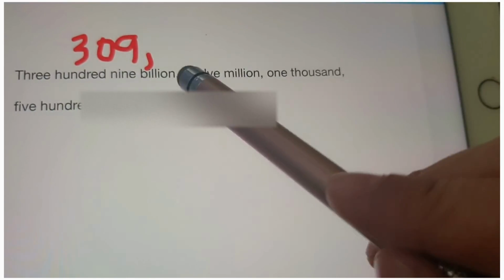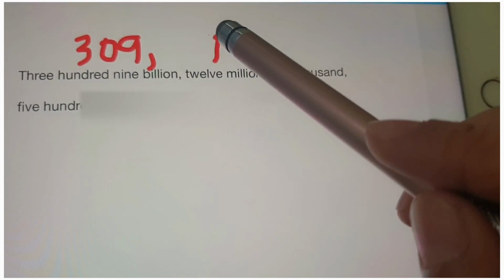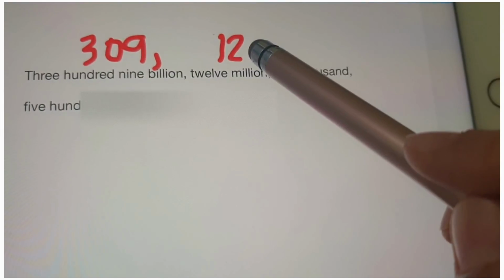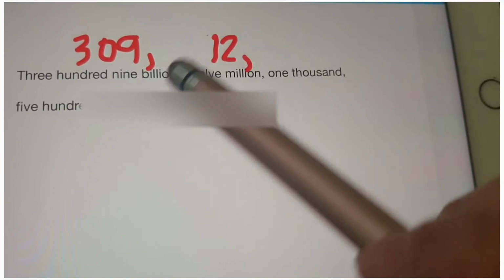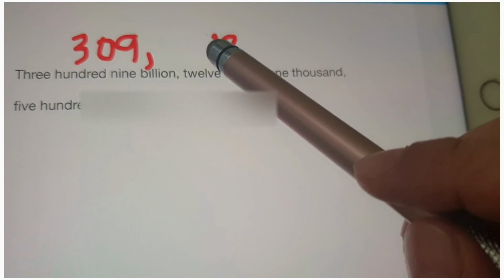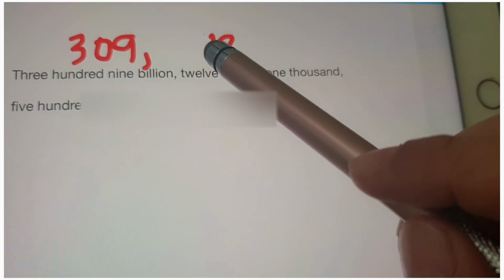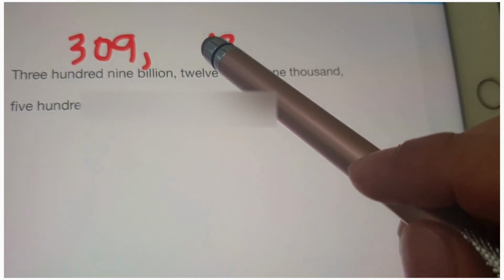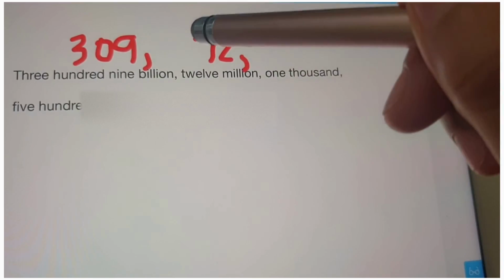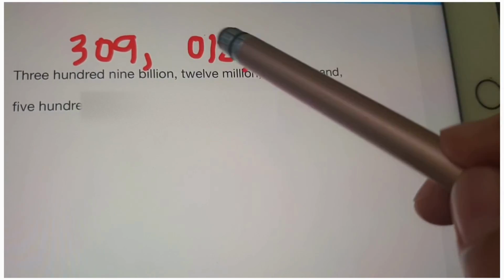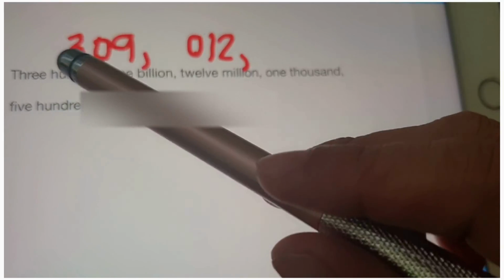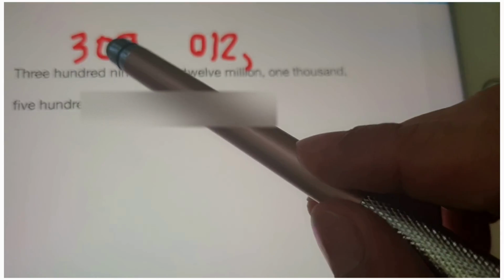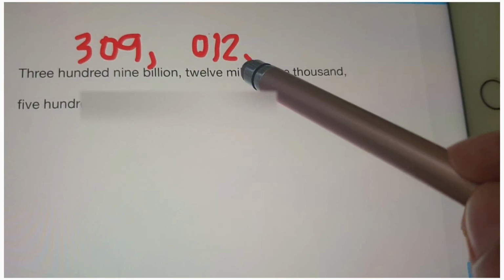Next, 12 million. How do you write 12? 1, 2, 12. 12 million, comma. But we cannot leave it like that. We need to add one more number because we need three numbers in every place value. So we need a 0 here. 1, 2, 3, comma, 1, 2, 3, comma. In every three numbers, we need a comma. So 309 billion, 12 million.